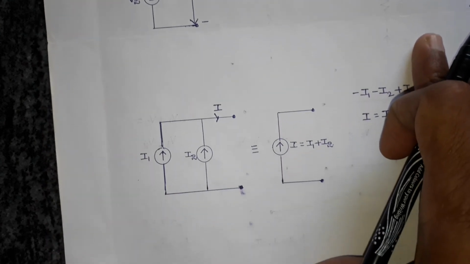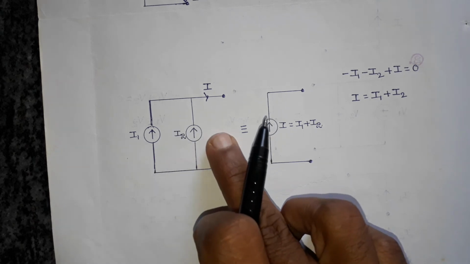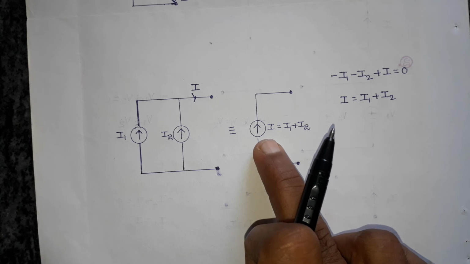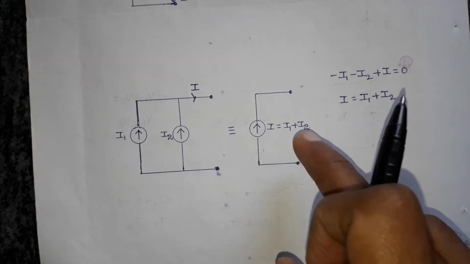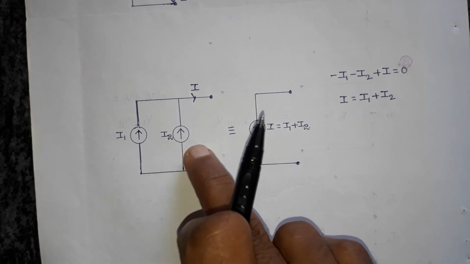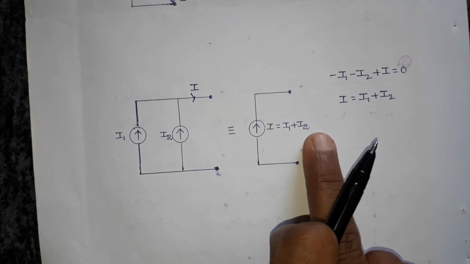Similarly, when two ideal current sources are connected in parallel, we can replace these two ideal current sources with one ideal current source whose value is the sum of these two ideal current sources, I equal to I1 plus I2. So we can replace two ideal current sources with one ideal current source whose value is I1 plus I2.